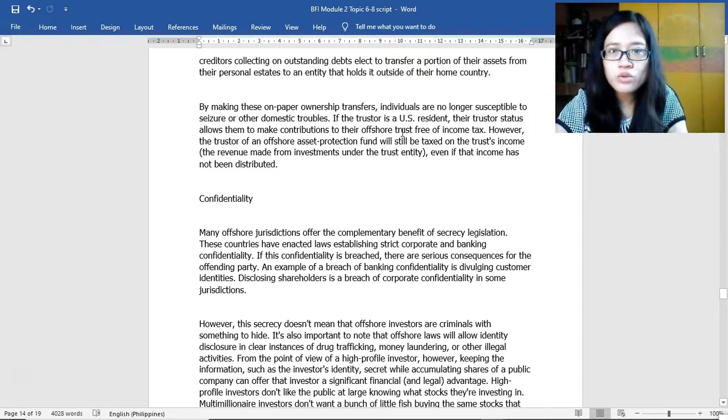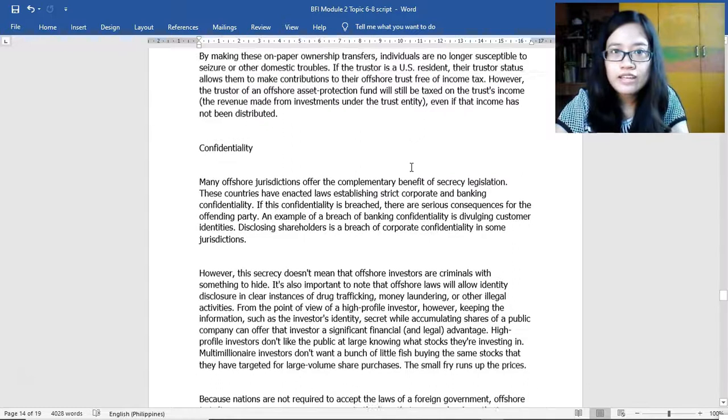If the trustor is a U.S. resident, their trustor status allows them to make contributions to their offshore trust free of income tax. However, the trustor of an offshore asset protection fund will still be taxed on the trust income, the revenue made from investments under the trust entity, even if that income has not been distributed. On the income only, but not on the principal of the investment.